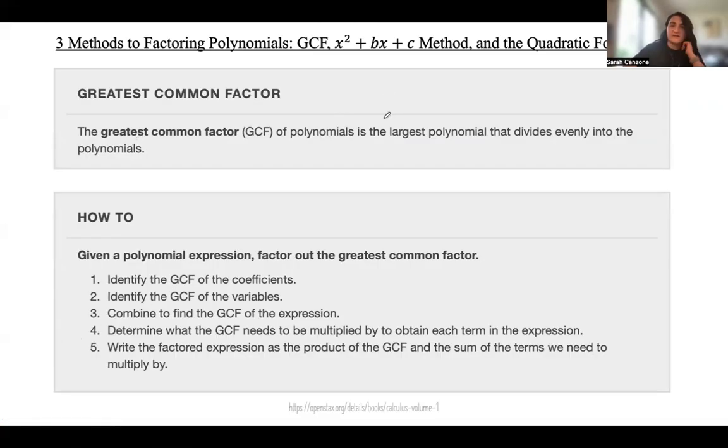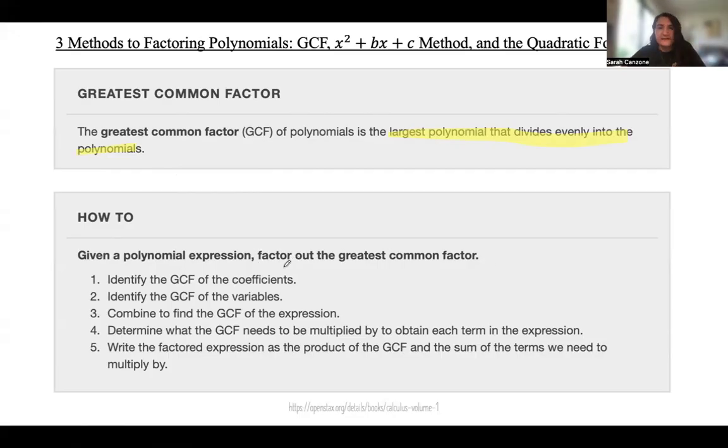So the definition of the greatest common factor is the largest polynomial that divides evenly into the polynomial, essentially, that you're given. Okay, and this is the how-to. Given a polynomial, factor out the greatest common factor.